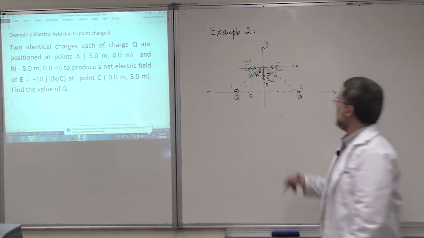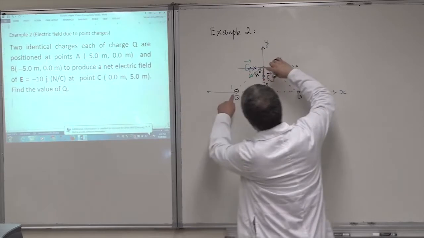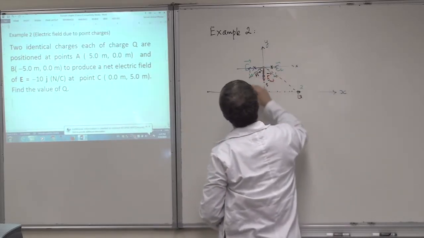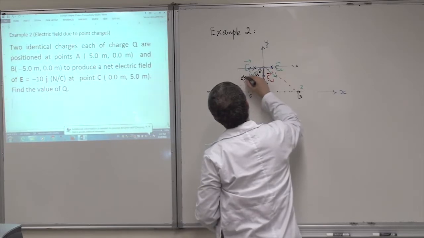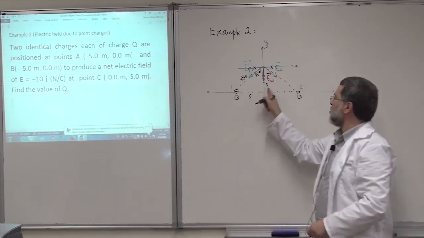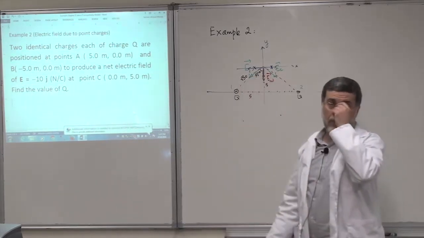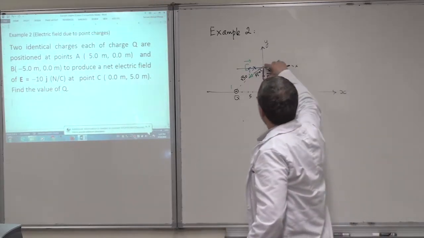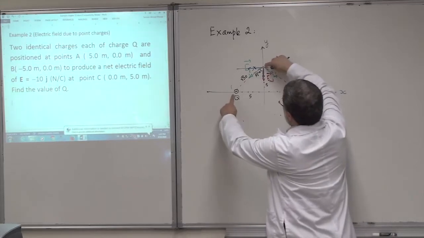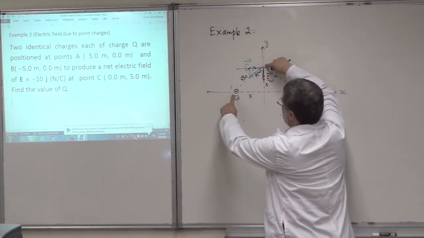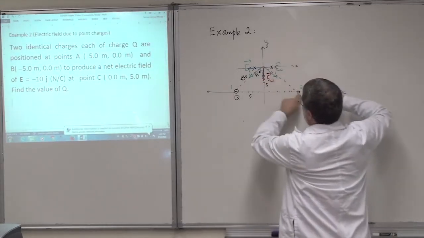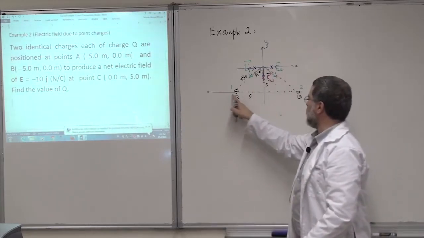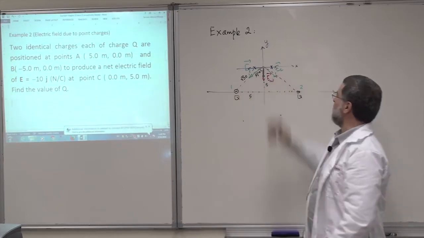I need that angle, and I need the distance between the charge and the point, which is square root of 50, since 25 plus 25 is 50. That's the distance between the point charge and the point where the electric field is given. This other distance is the same, square root of 50, because the charges are equal in magnitude and at the same distance from the point.